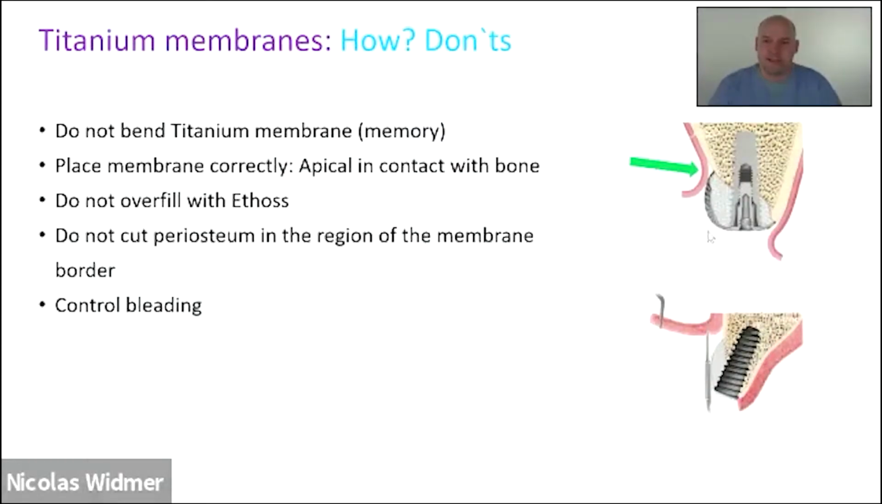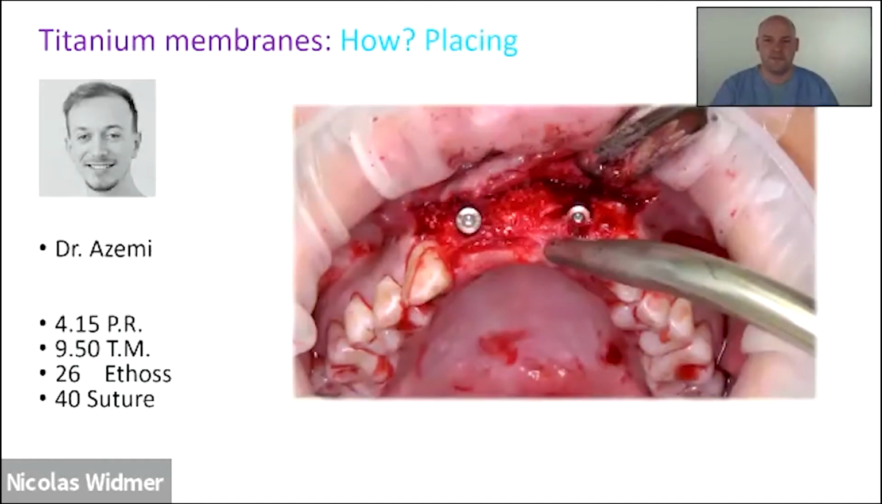So this is a critical part. You have to check that your titanium membrane is well adapted in the apical part to the bone. And this is the disadvantage when you first place the titanium membrane: you bend it back to place the EthOss and then bend it forward again. Then there is kind of a memory effect of the membrane, and it's not well adapted. So it's very important to control the bleeding and the adaptation of the titanium membrane.